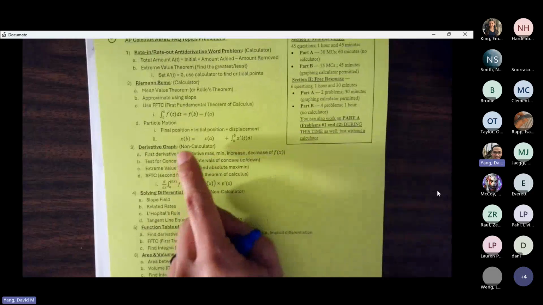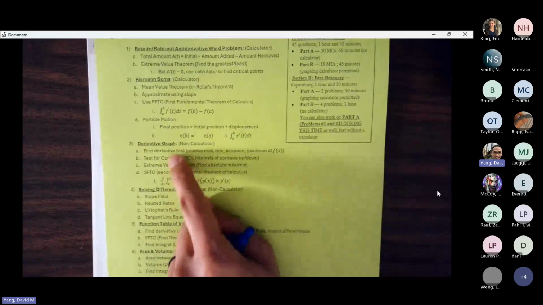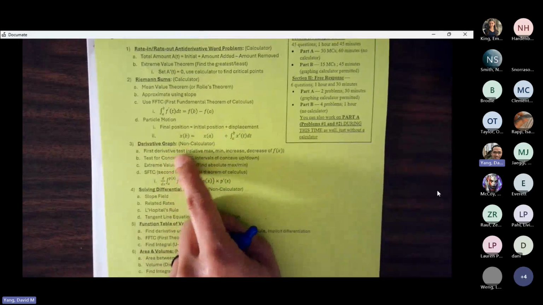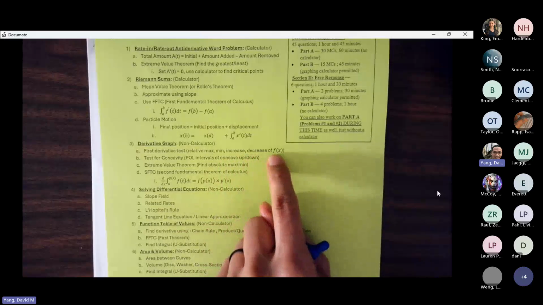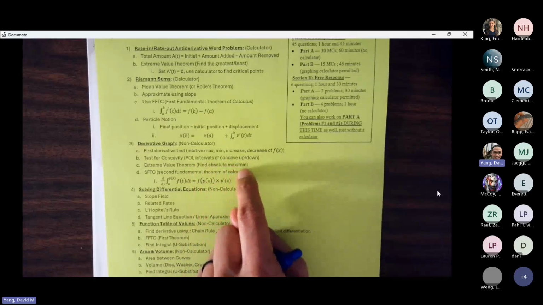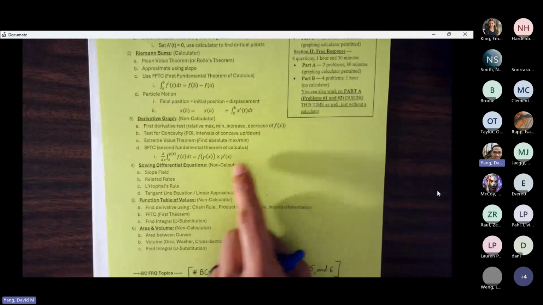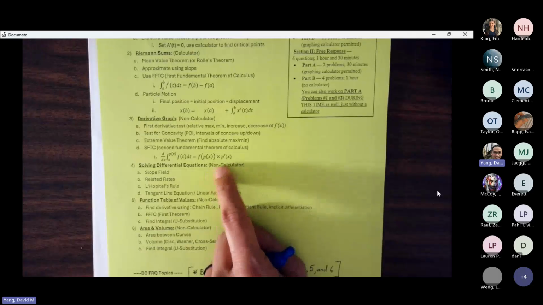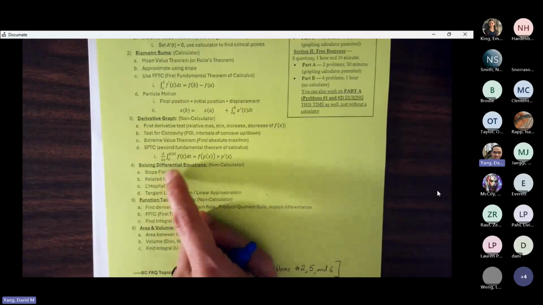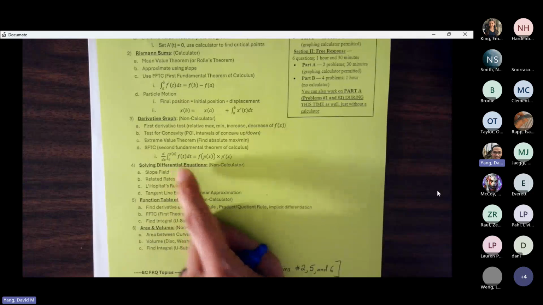I feel like you're almost guaranteed to see a table of values, and you're almost guaranteed to see a derivative graph as well. So if you're given a derivative graph, you know that you can create your slope sign line, and use that slope sign line to find your relative max, relative min, increase, decrease, points of inflection. Sometimes extreme value theorem works its way into a derivative graph as well. Second theorem sometimes works its way into it. If it's solving differential equations, a lot of times it shows up in the non-calculator section. So you may have to either build a slope field or sketch a slope field of some sort.